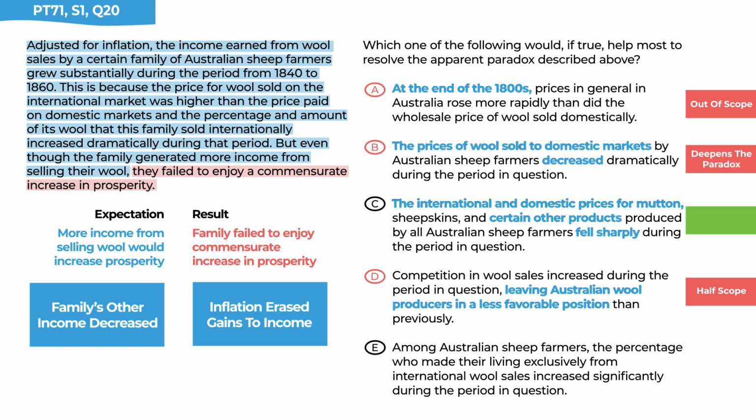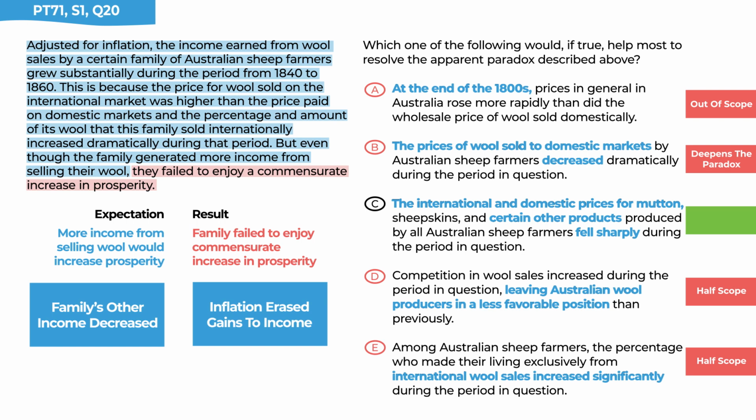Answer choice E says that among Australian sheep farmers, the percentage who made their living exclusively from international wool sales increased significantly during the period in question. So this does speak to a booming market for international wool sales. And so this does speak to the first half of the situation, that the family was able to experience some kind of a benefit with regard to the wool sales. But it does not explain how this family failed to experience a generalized increase in prosperity. So again, this one is half scope. It only addresses half of the issue.